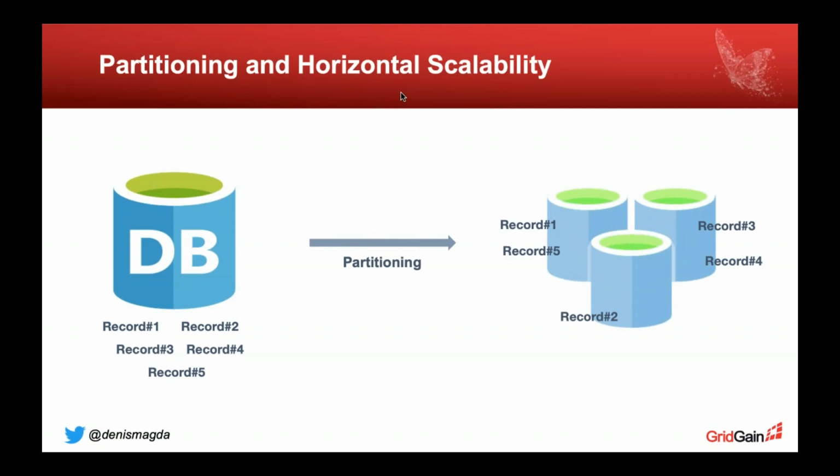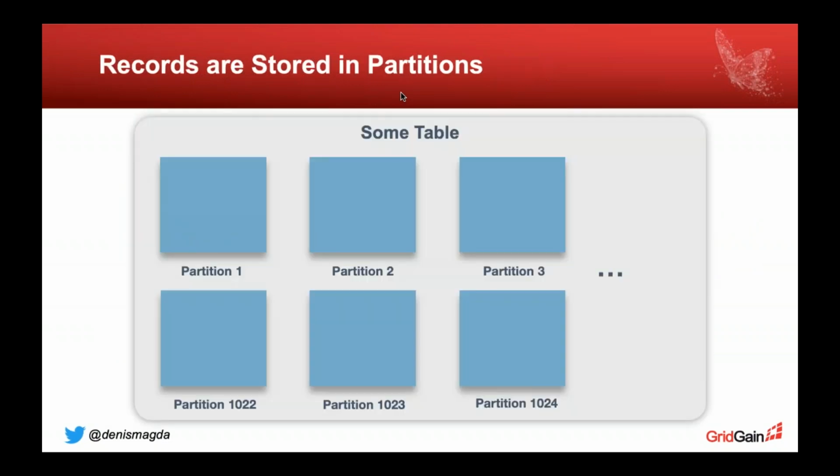And the goal of partitioning is to take all our application records and distribute them across a cluster of interconnected nodes. And now let's quickly check how partitioning works internally. Let's assume that we have created some table. And once you create such a table, Ignite will automatically split this table into a fixed number of logical partitions. You will have partition number 1, 2, up to 1024 by default.